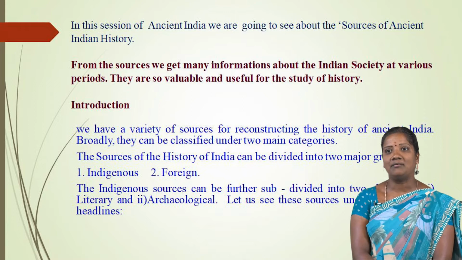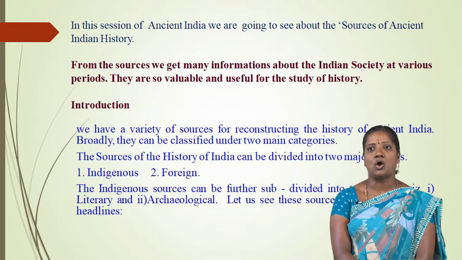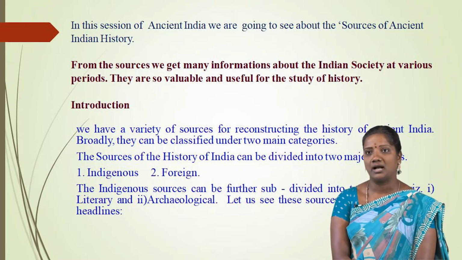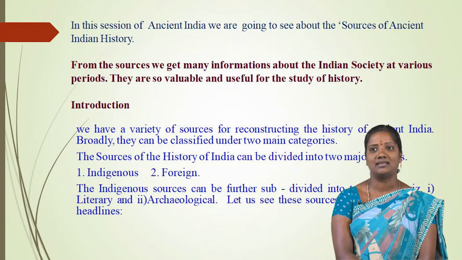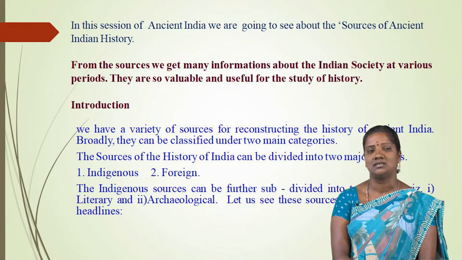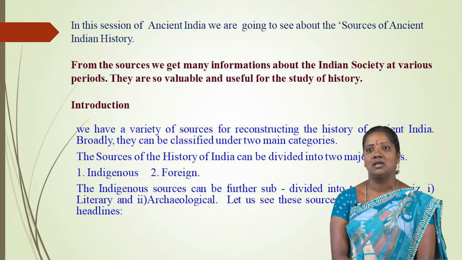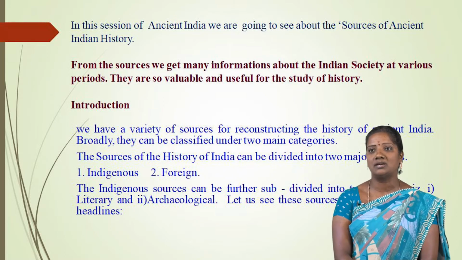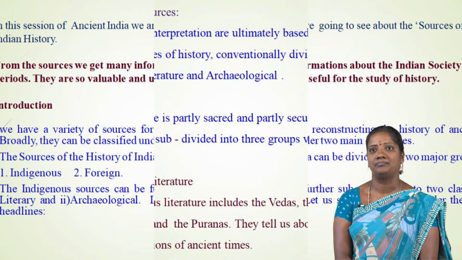Introduction. We have a variety of sources for reconstructing the history of ancient India. Broadly, they can be classified under two main categories. The sources of the history of India can be divided into two major groups. The first one is indigenous, the second one is foreign sources. The indigenous sources can be further subdivided into two classes, that is literary and archaeological. Okay, let us see these sources under the following headlines.